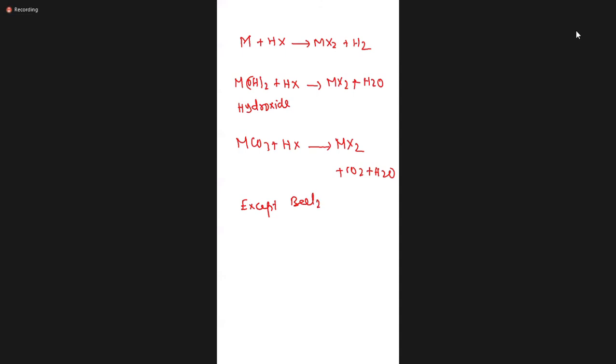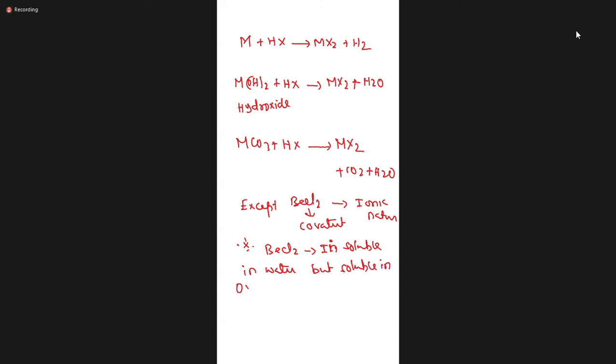Except BeCl2, the rest of the halides are ionic in nature. BeCl2 is covalent in nature. It is insoluble in water, but soluble in organic solvents like ether. BeCl2 is an electron deficient molecule. It is called an electrophile, an electron deficient Lewis acid. This is called a Lewis acid.